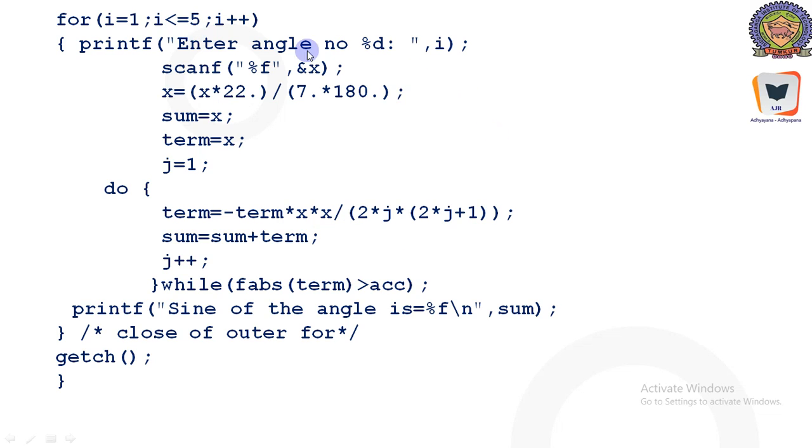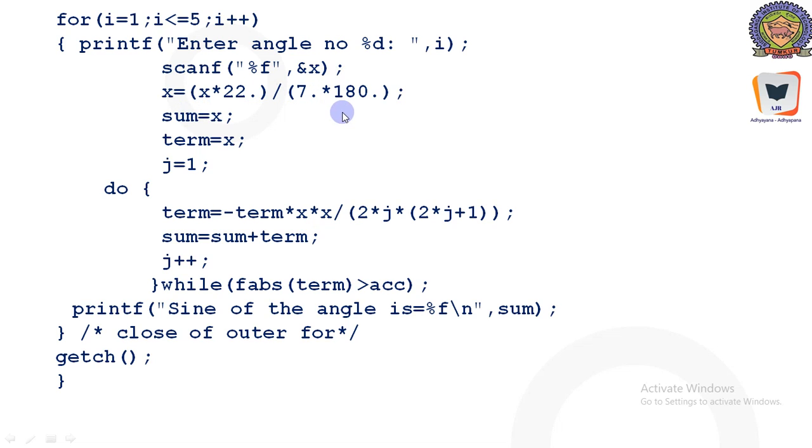As far as the other computation is concerned, we don't know when exactly accuracy is met with. Therefore, we will make use of do-while loop. So this is a best example to illustrate that the usage of for loop and do-while loop should go hand in hand.